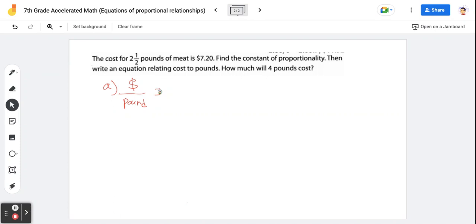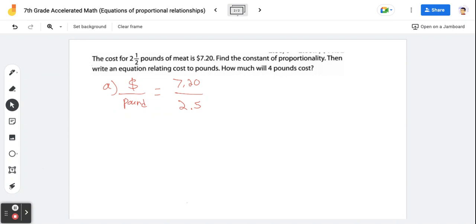All right. Well, we know that that's going to be $7.20 per 2.5. I know I could represent 2.5 as a mixed number, and we know how to convert mixed numbers to improper fractions, and it can be worked with like that. All right. So now we have $7.20 divided by 2.5 pounds of meat.